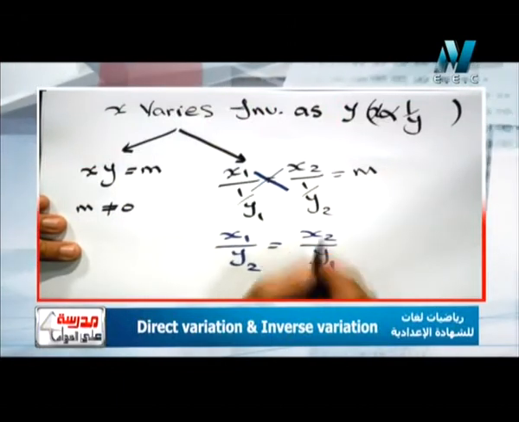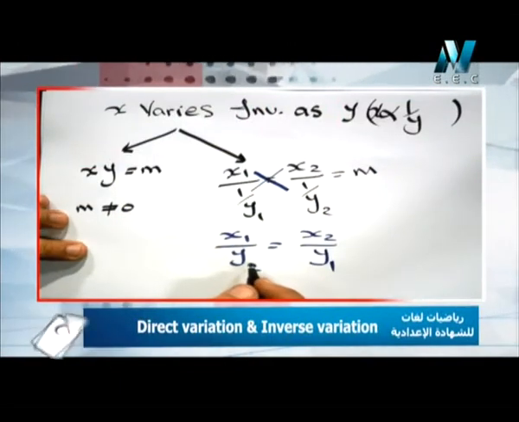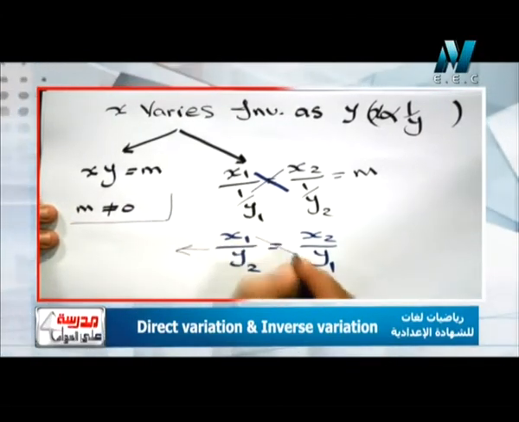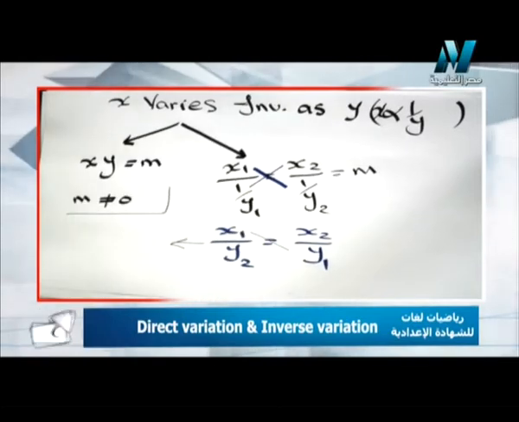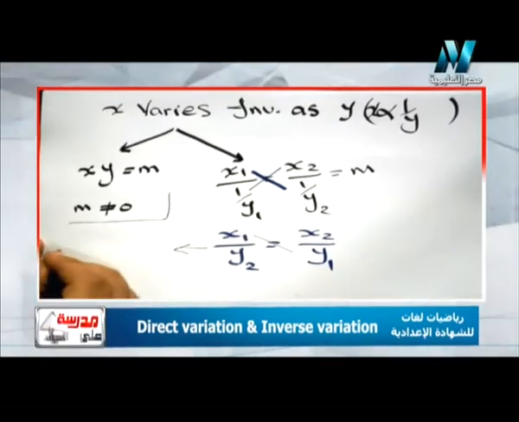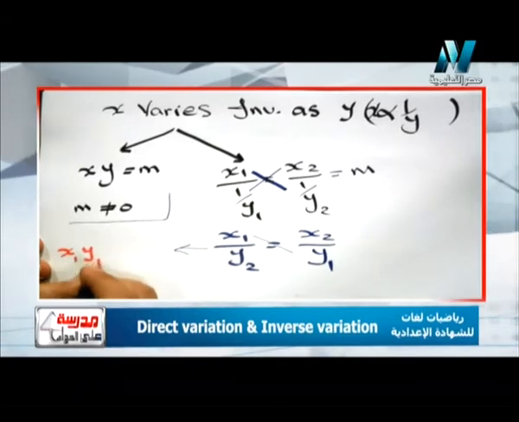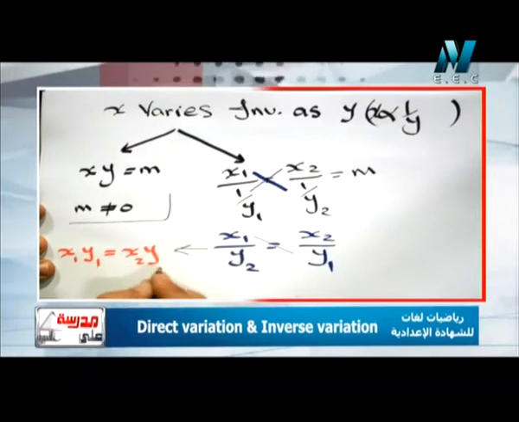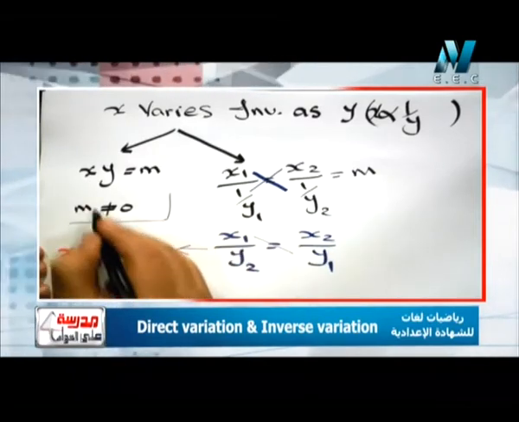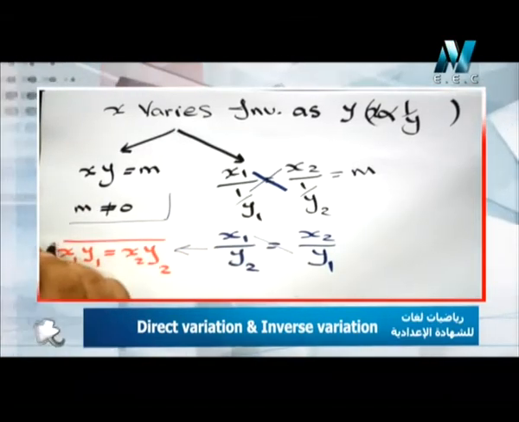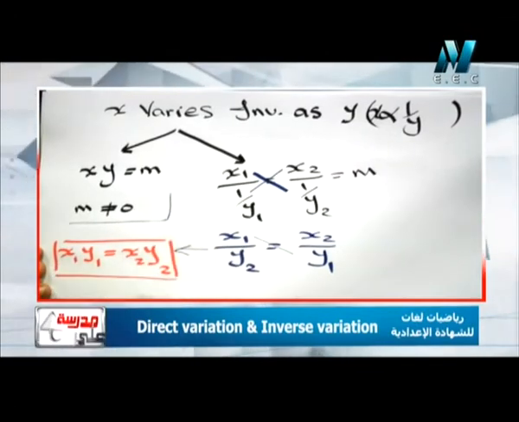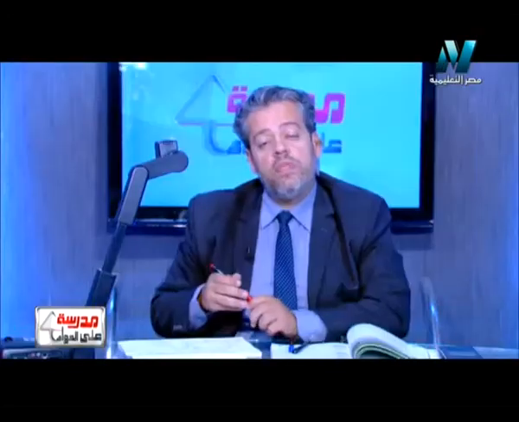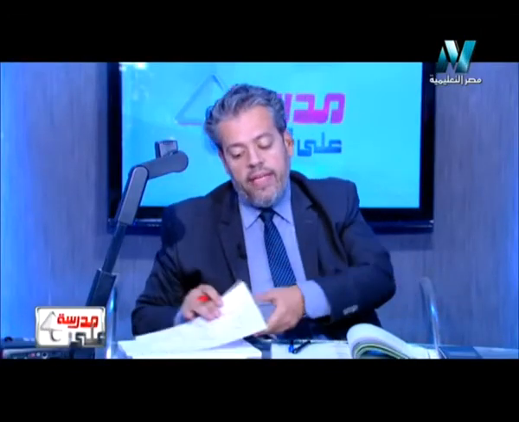If I use برضو the same property the product of means equals the product of extremes يبقى انا ممكن اكتب كده x1 times y1 equals x2 times y2 and this is equals the same constant to m. يبقى دي فورم الثانيه ودي ممكن اقول عليها the third form. عندي 3 forms للانفرس فاريشن مختلف تماما عن الدايركت فاريشن.